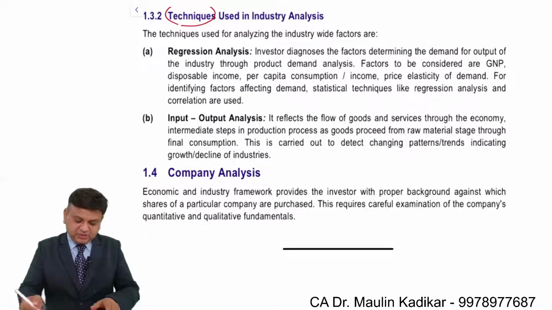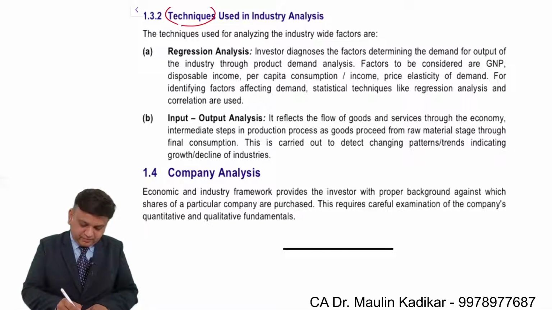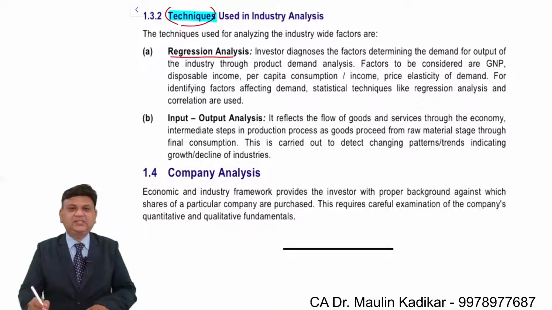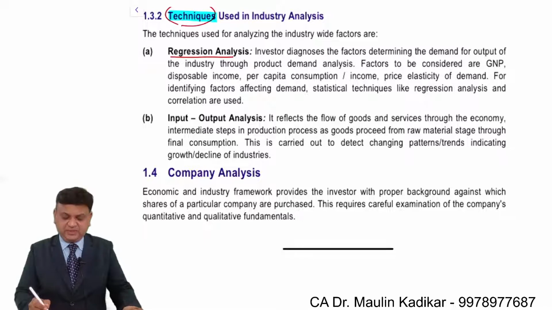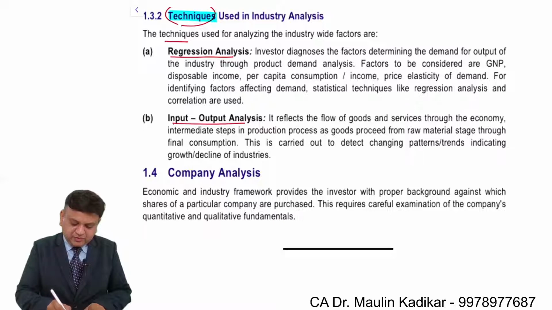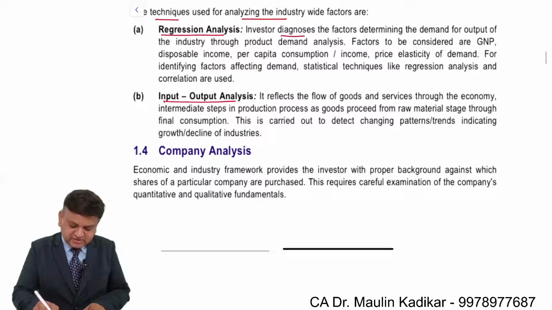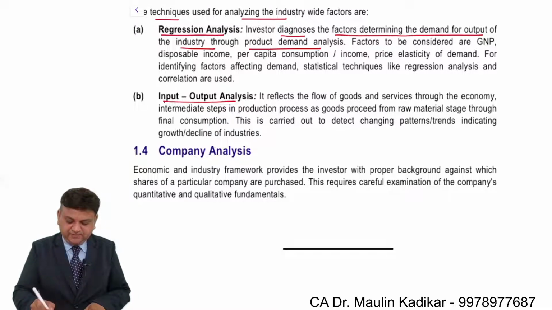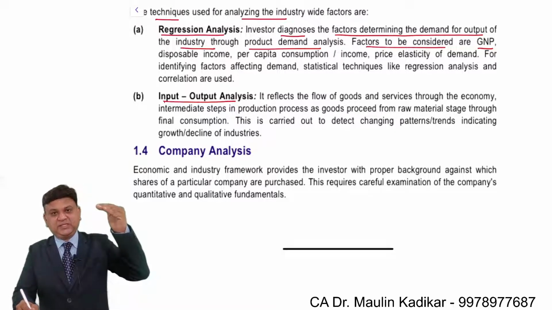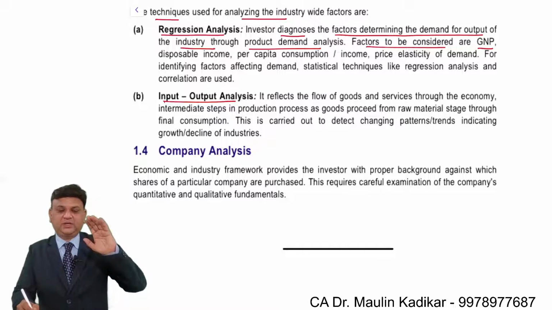Next is techniques used in industry analysis. Regression, that is we understand the R square, something like that. Input output analysis. The techniques used for analyzing the industry wide factors are: investors diagnose the factors affecting the demand for the output of the industry through product demand analysis. Factors such as GNP. So when the GNP increases at this rate, what will be the demand for this product, for this industry?